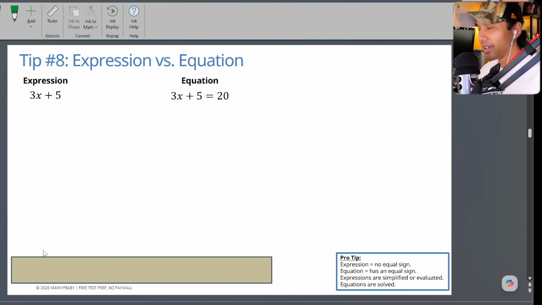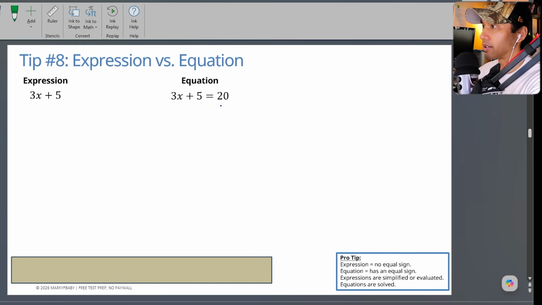Tip number 8, expression versus equation. An expression is something we could simplify or evaluate. Okay, there's nothing we could do anymore. We get 3x plus 5, there's nothing we could do. There are no like terms, and there is no equal sign for us to solve, for example, solving for x. There's none of that. So this is our expression simplified.